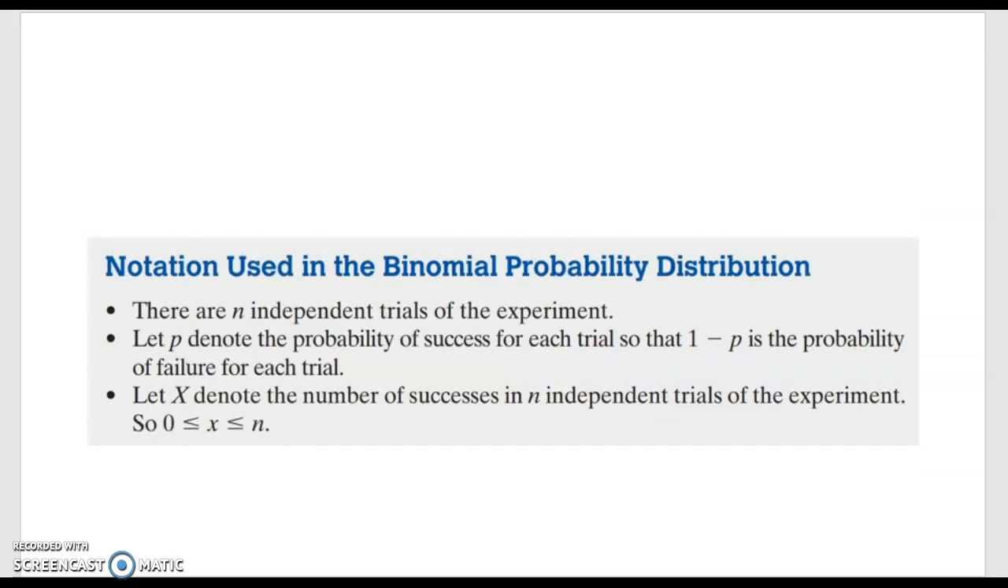So it's just the notation that we're going to use. N is going to be the number of independent trials we have. P is going to be the probability of success, so the probability of a failure is going to be 1 minus P. And X is going to denote the number of successes we have.